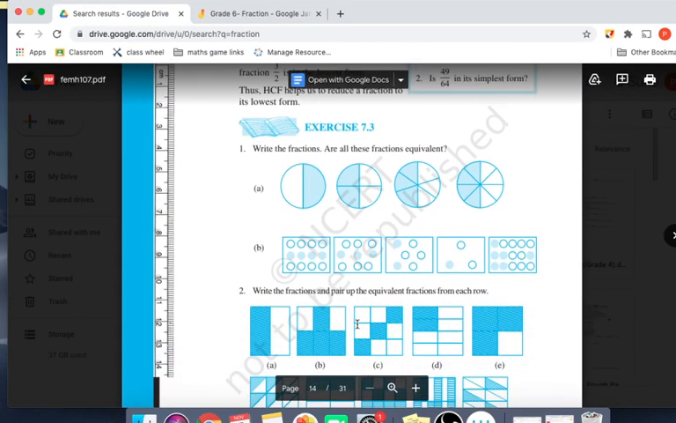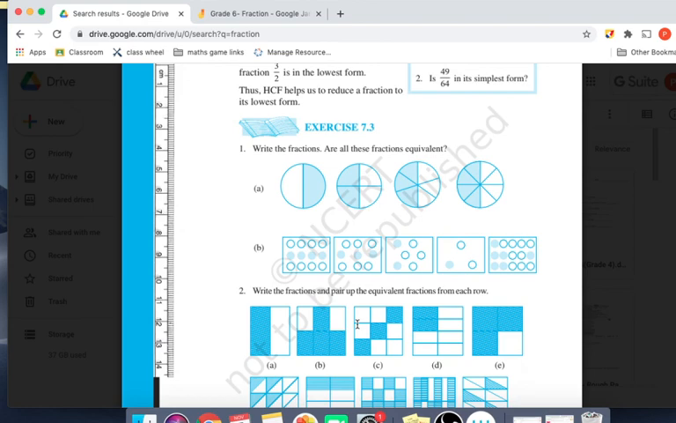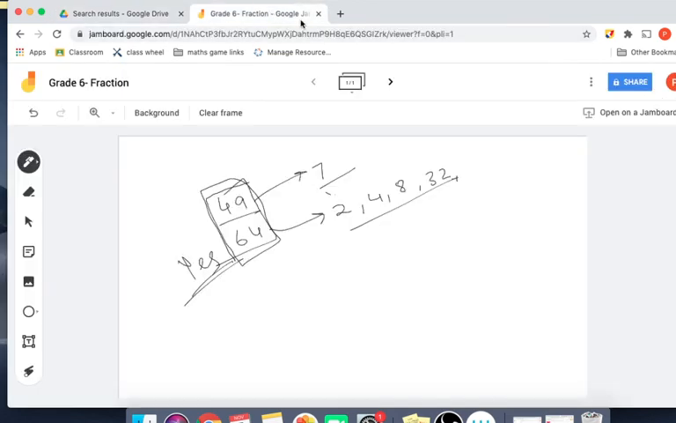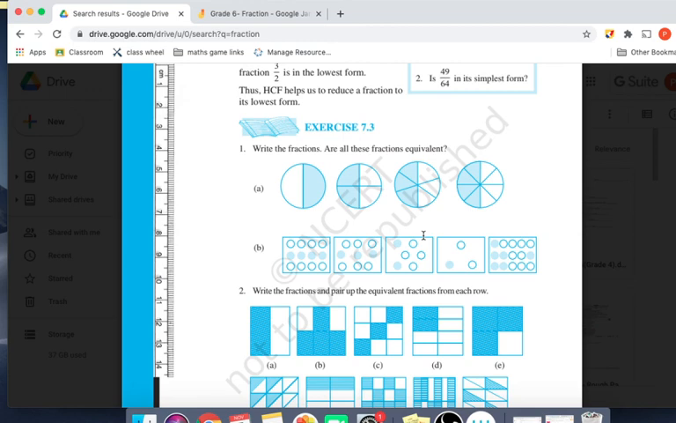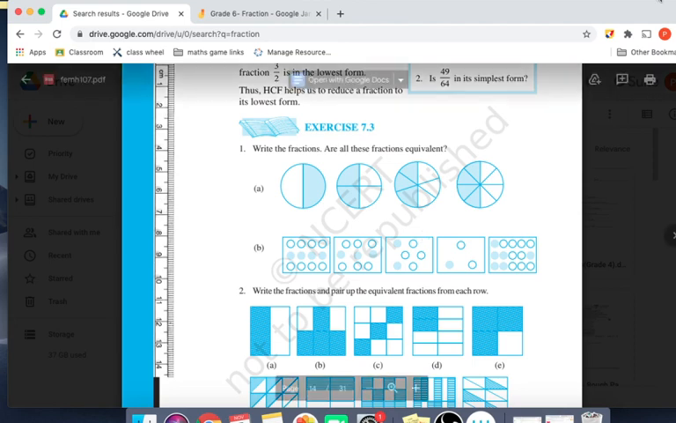Now we will solve exercise 7.3. Okay, exercise 7.3, first question is saying write the fraction, are all these fractions equivalent. You have to tell whether these fractions are equivalent or not. So let's try it.